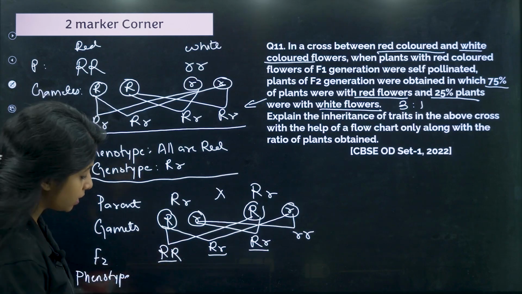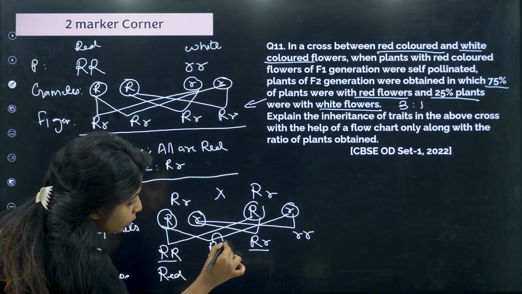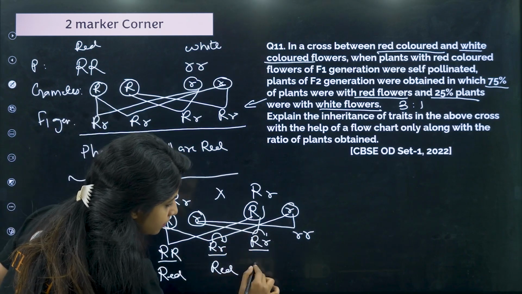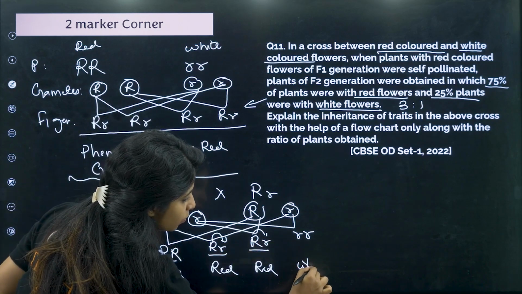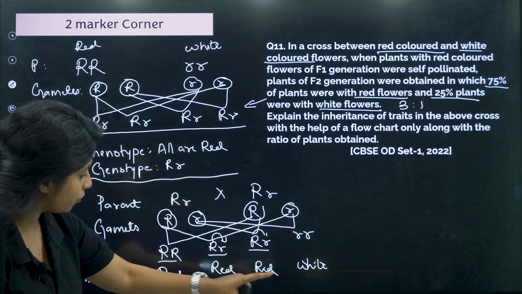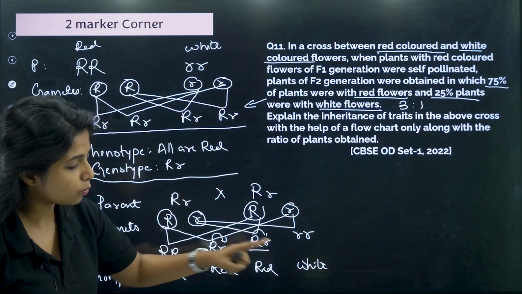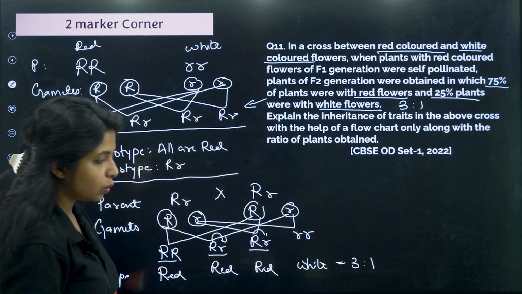So over here it's homozygous, so it is red obviously. Over here capital R is there, so it will dominate over the small r, so it will also be red. Over here again it will be red. Over here there is no one to dominate, so it will be white. So phenotypic ratio, if I see, 3 of them are red, physical character, and 1 is white. So phenotypic ratio becomes 3:1.